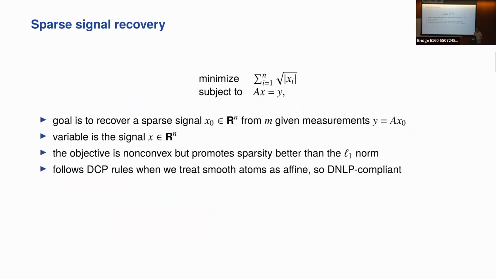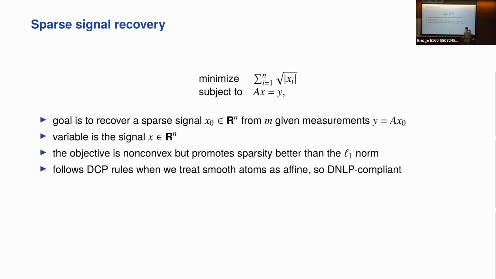And then I just want to show you one more example. In this example, we are trying to recover a sparse signal, and we assume that we have measured it through a compressed sampling matrix A. So we have some measurements of it, and we want to recover it. And we assume that this signal that we are recovering is pretty sparse. A typical approach is to minimize the L1 norm, subject to the measurements we have taken. That's a convex approach. But what we do here is that we want something even sparser. So we use a square root of absolute value.